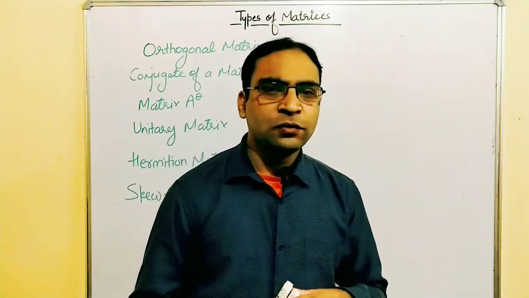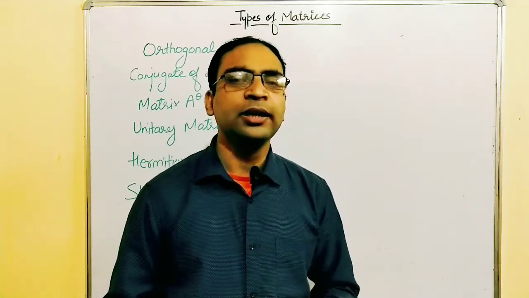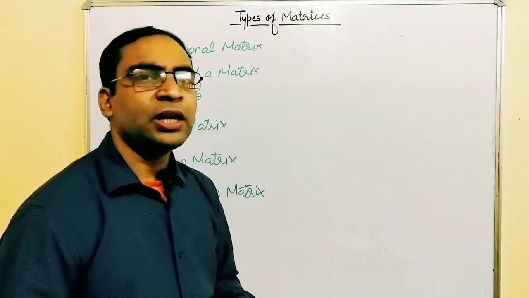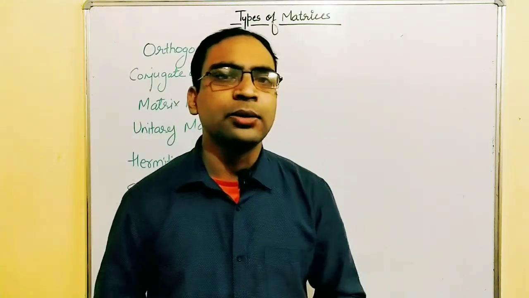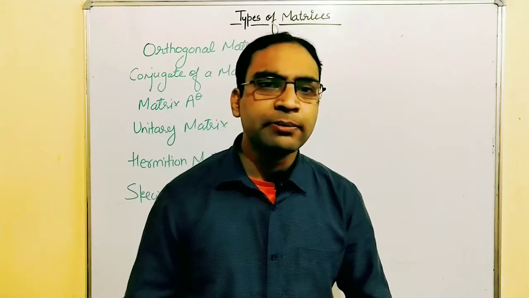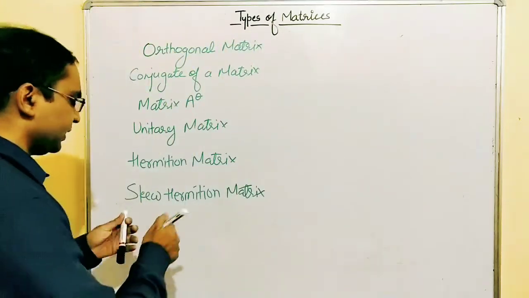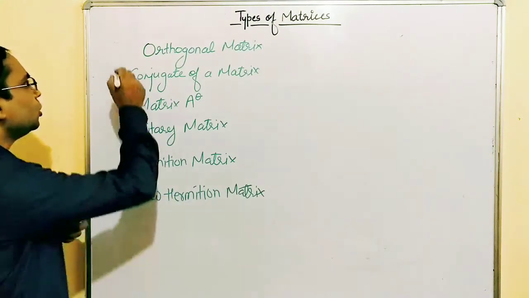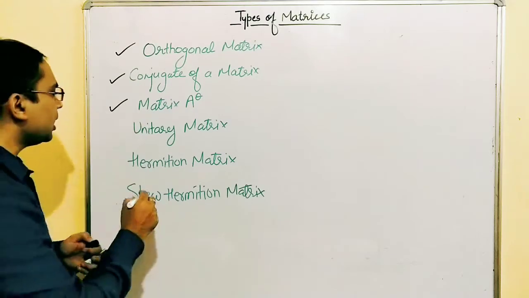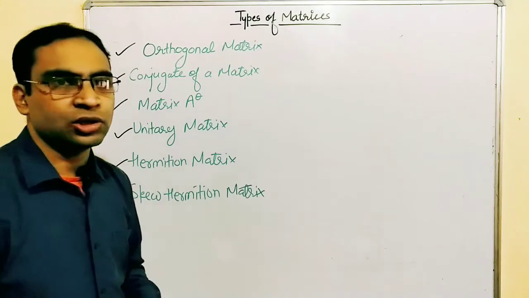Here's the next lesson of the matrix, and in today's lesson we'll continue where we left off in the last lesson: types of matrices. In the previous lesson we talked about the major matrices, let's say square matrix, symmetric matrix, skew symmetric matrix, and many more. And in today's lesson we will talk about orthogonal matrix, conjugate of a matrix, matrix A theta, unitary matrix, Hermitian matrix, and skew Hermitian matrix.